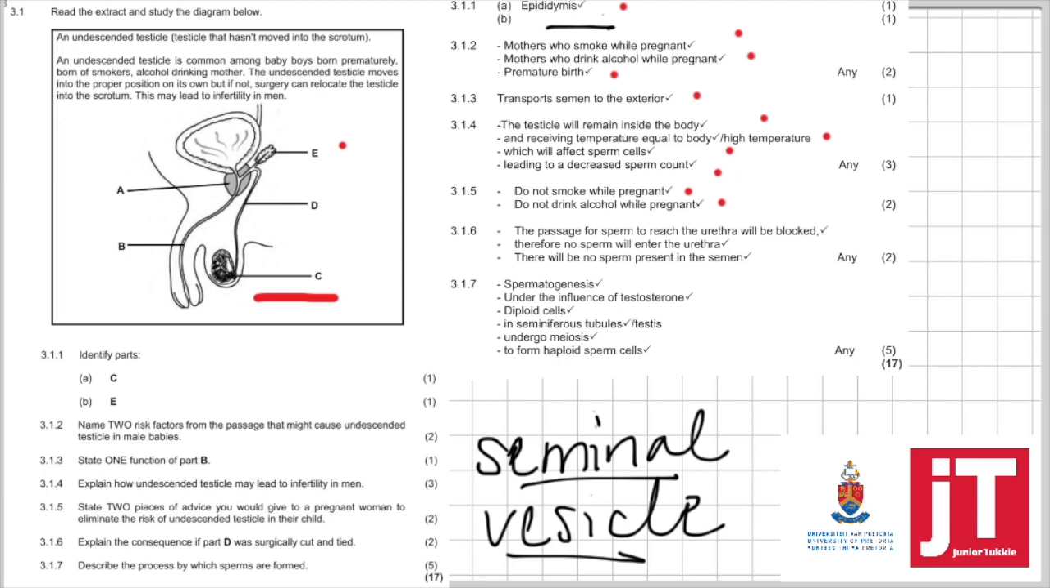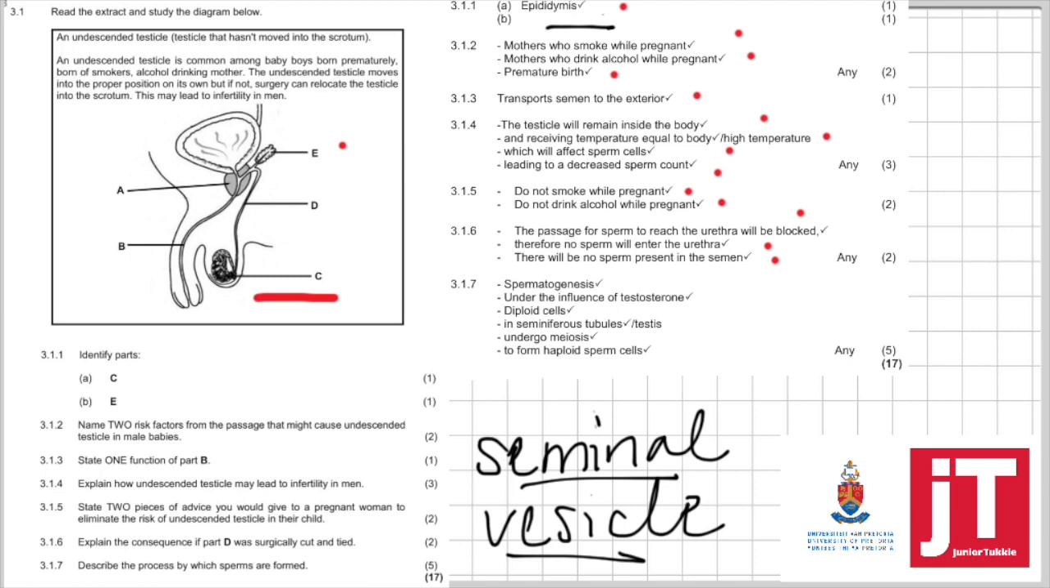Right. 3.1.6. Explain the consequence if part D was surgically cut and tied. Part D is the vas deferens. What will happen if it is cut or tied? The passage for sperm to reach the urethra will be blocked. No sperm will enter the urethra. No sperm will be present in the semen. No sperm to fertilize the ovum. No pregnancy.